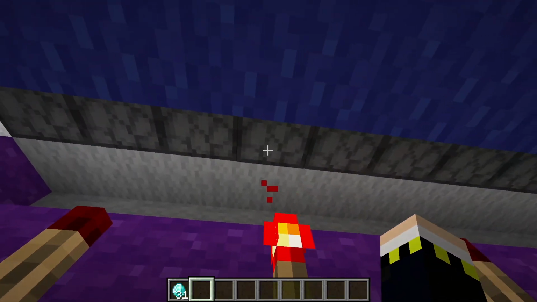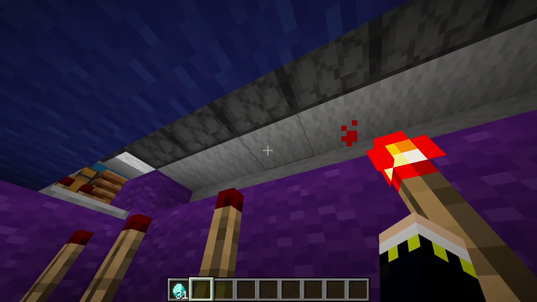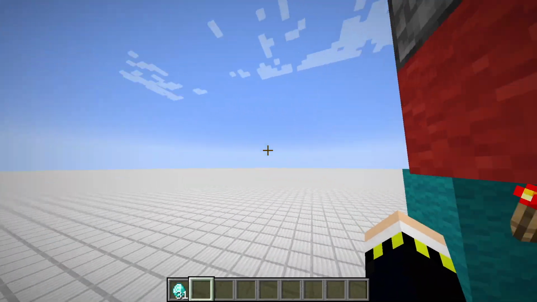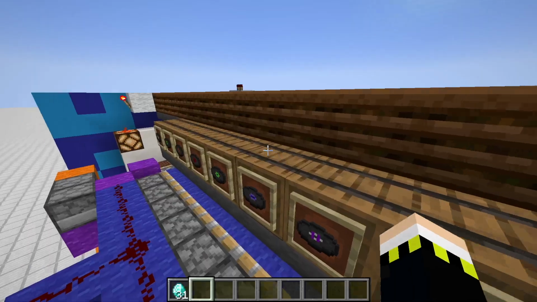And here on top, right on top of this torch, we have chirp music discs in there. So if we look at the other droppers, we have there all the other discs in there, and we have here even a barrel storage or a bulk storage where we have a lot of them.